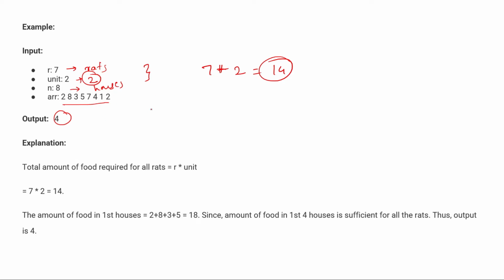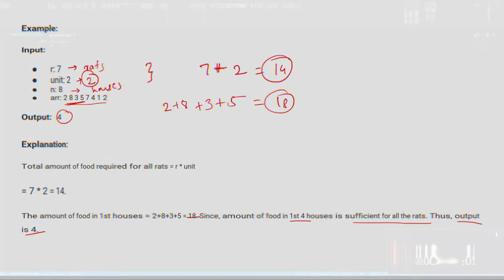So we'll add one by one. The first house has 2, then we have 8, then we have 3, and then we have 5. Now the sum is 10 and 5 is 8, so 18. So only the first 4 houses are sufficient to feed all the rats. This is what they have explained here. The amount of food in the first 4 houses is 18. Since 14 is the required amount, the first 4 houses are sufficient for all the rats, thus the output is 4. So we have to return the number of houses which will provide food to all the rats. Now we'll start the coding.